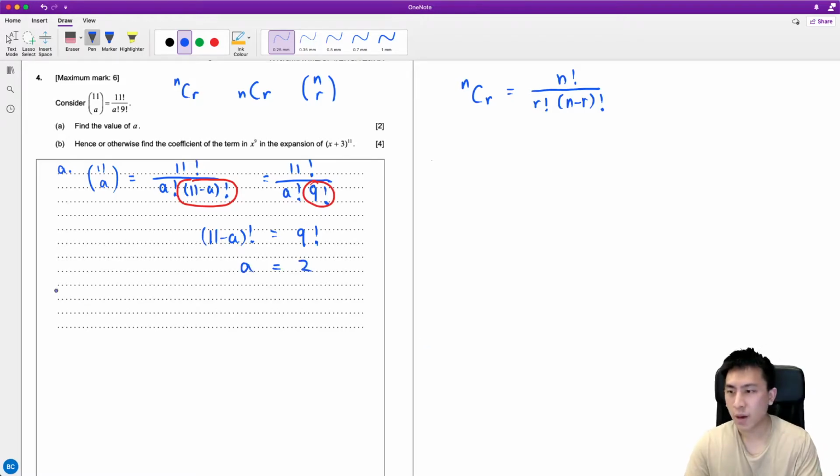So a is 2. Now part B. Hence or otherwise, find the coefficient of the term in x to the power of 9 in the expansion of blah, blah, blah. So the binomial expansion is given like this, right?